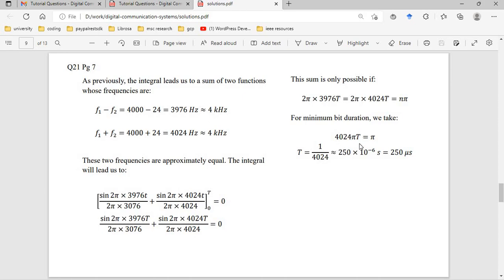So then T will be equal to 1 over 4024, which, as I mentioned, is very close to 4 kilohertz. That brings our value T equals 1 over 4024 to about 250 times 10 to the minus 6. It's approximately that, 250 microseconds.